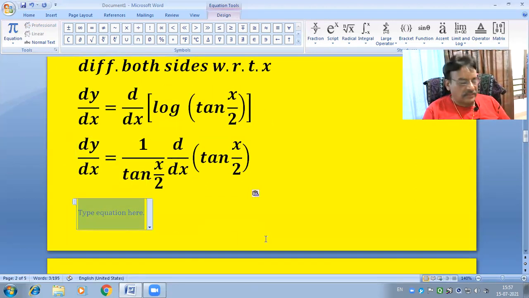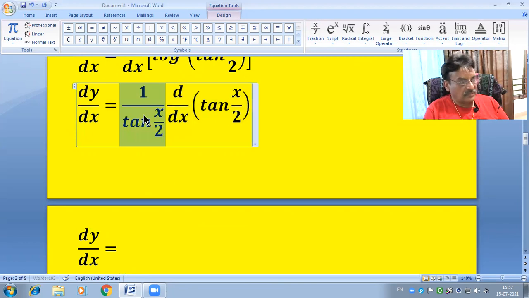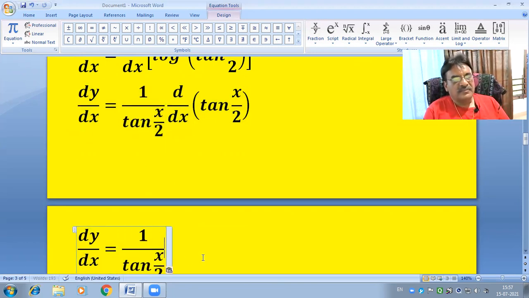Therefore, here dy by dx is equal to 1 upon tan x by 2 as it is. So write this 1 upon tan x by 2 as it is. And here we find d/dx of tan x by 2.